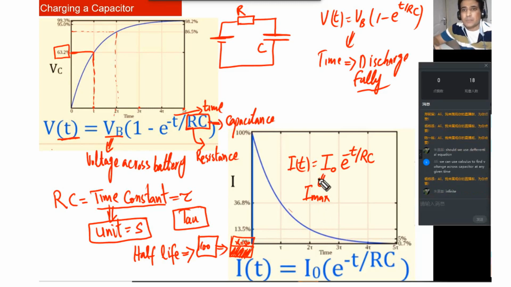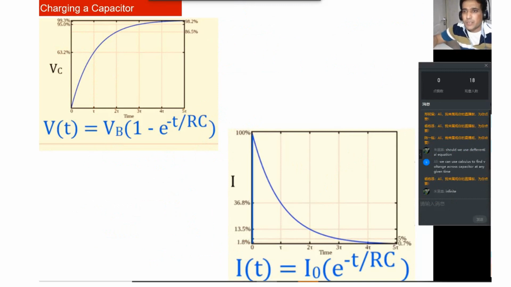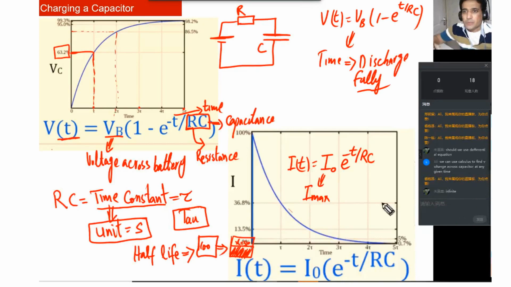Means in this case we're talking about infinite. Excellent. It will take infinite, discharge fully or charge fully. So if I ask you in a different way, this is discharge, and it is also true for charge. So if I ask you to charge fully, it is also true.